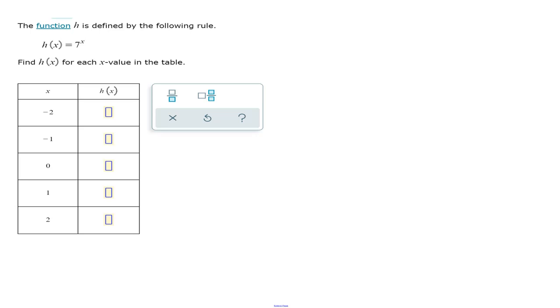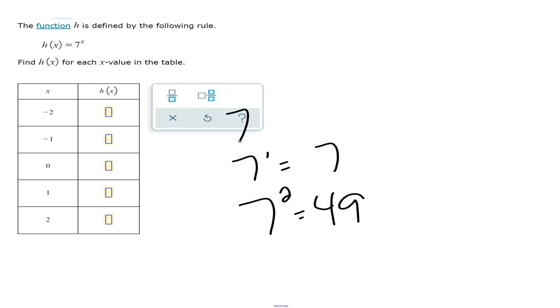So in this case, I have 7 squared, which is 49. Then I have 7 to the first, which is 7. Now we start getting into the other numbers. The next one is 7 to the 0 power. Remember, anything raised to the 0 power is 1. And if you look, it makes sense because 49 divided by 7 is 7. 7 divided by 7 is 1.